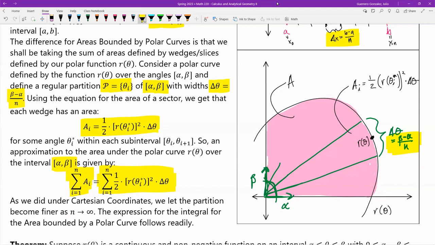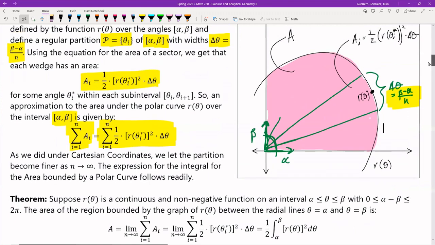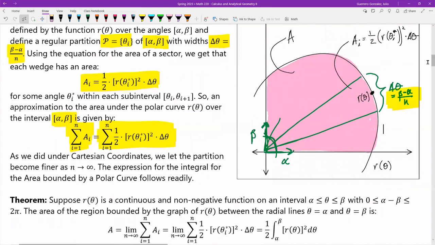So this area right here, my A, is given by the limit of the sum of each one of those pizza slices. We know what each one of those pizza slices looks like: 1/2 times r squared times delta theta. And hopefully this rings a bell from chapter 2. It's going to be 1/2 times the integral from alpha to beta of r of theta squared d theta.